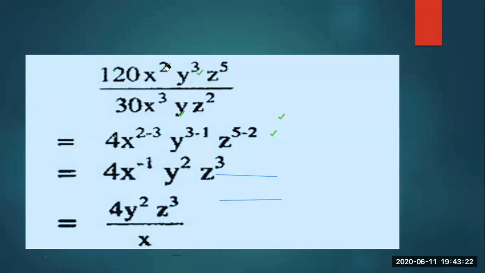120 x square y cube z to the power 5 divided by 30 x cube y z square. We also have to simplify this question. So how do we simplify it? First of all, we have to look at the numerical values given, 120 and 30. We have to see if they can be cancelled or divided with each other.